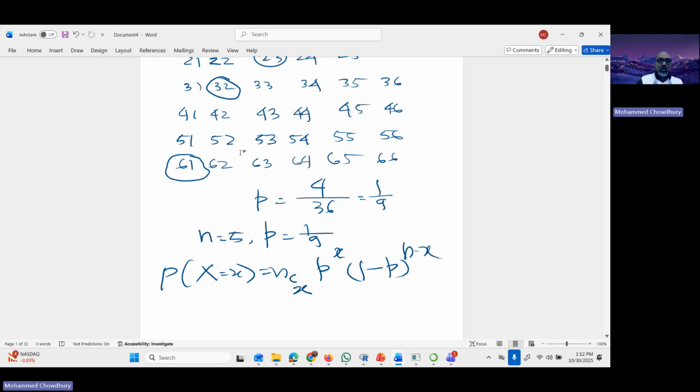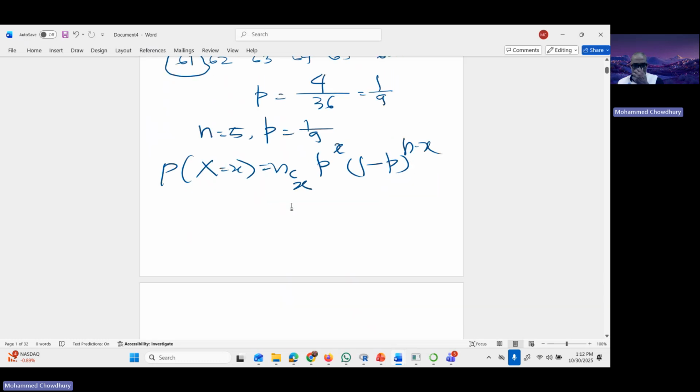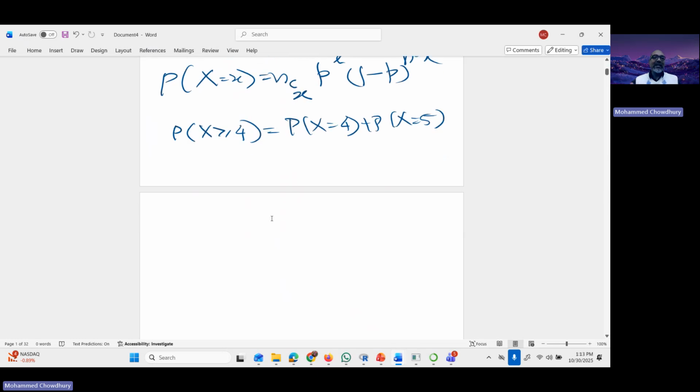And they are saying I am tossing it 5 times, at least 4. At least 4. So that means it should be P(X greater than or equal to 4). So as I'm tossing it 5 times, the probability of X equal to 4 plus the probability of X equal to 5. Okay. Now for the first time I'm writing the formula and also the R code. Next time I am not going to write the formula. Instead I am going to write the R code so that I can save my time and discuss more problems.